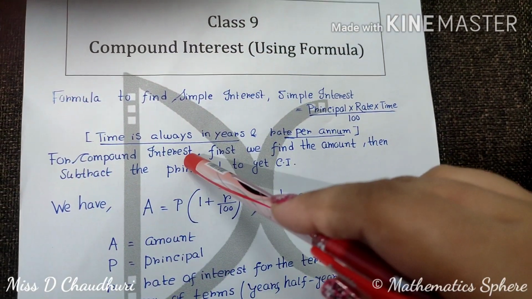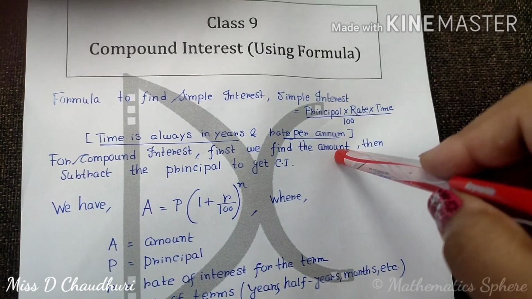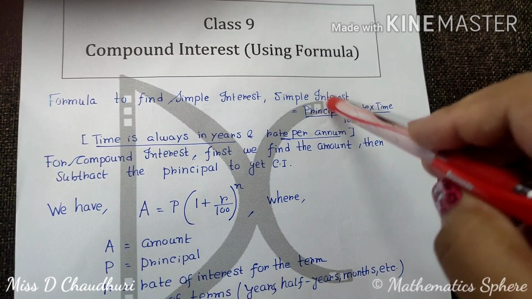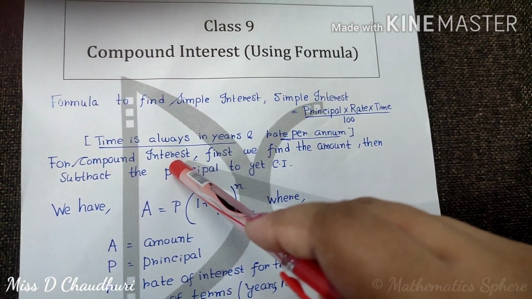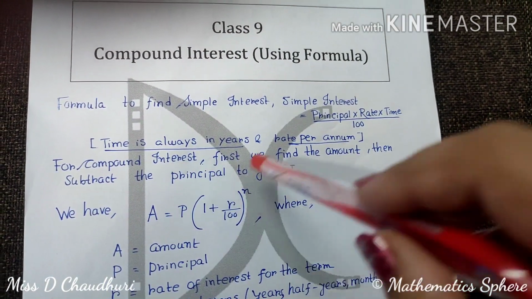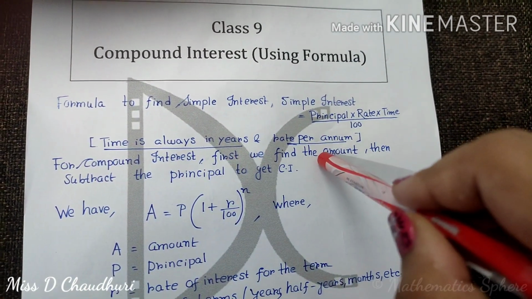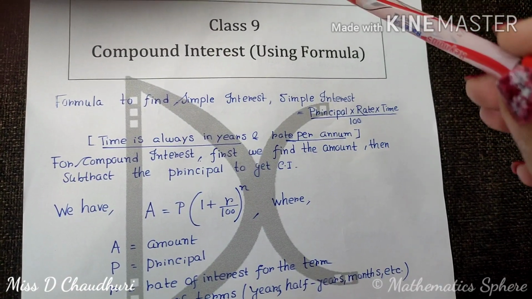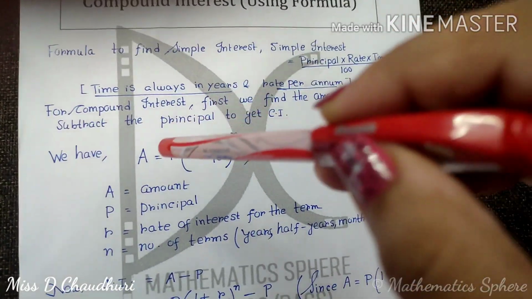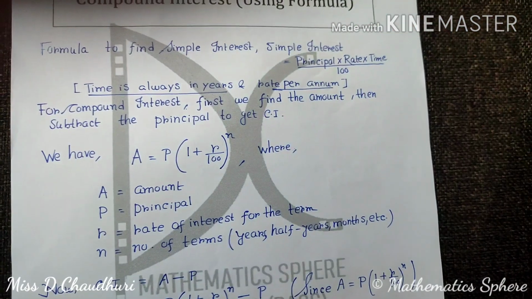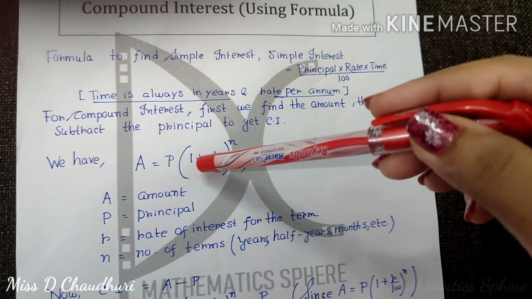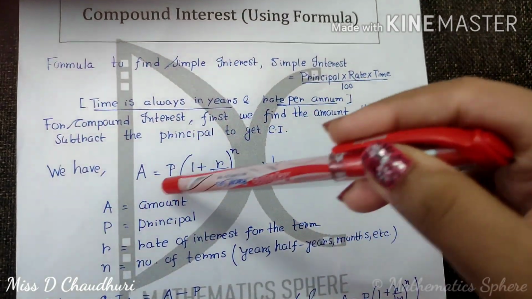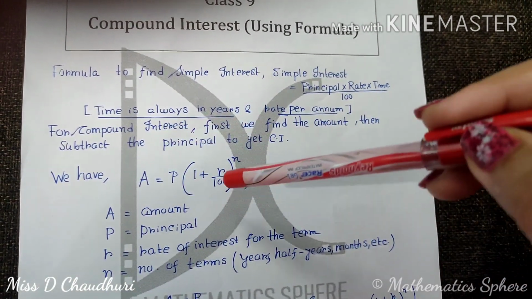Now for compound interest we first find the amount. In case of simple interest we directly get the simple interest. But in case of compound interest there is no way of getting the compound interest directly. We get the amount first. And we know if we subtract the principal from the amount we will get the compound interest. So the formula for finding the amount is A equal to P into (1 plus R by 100) whole to the power n. Okay, now what do these initials mean?